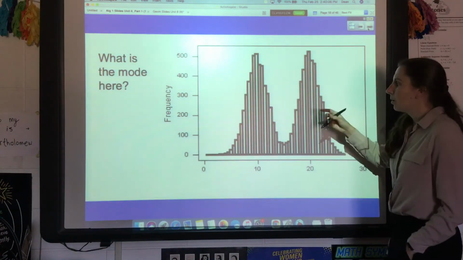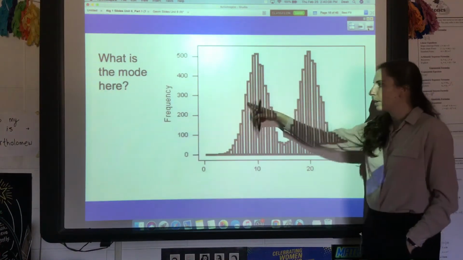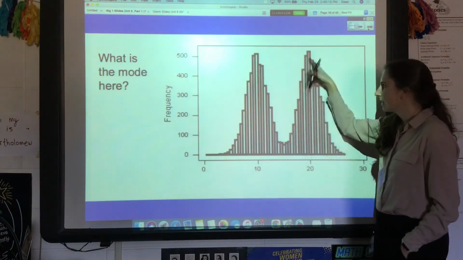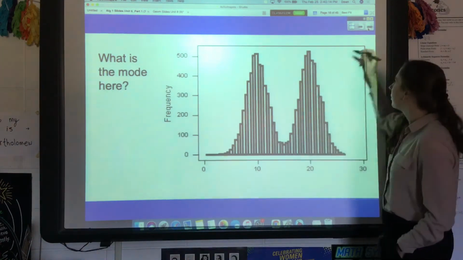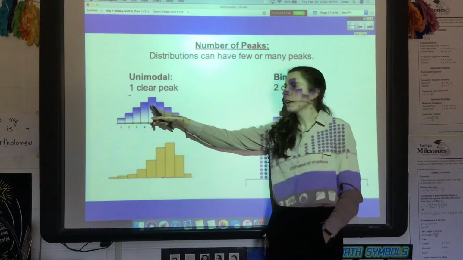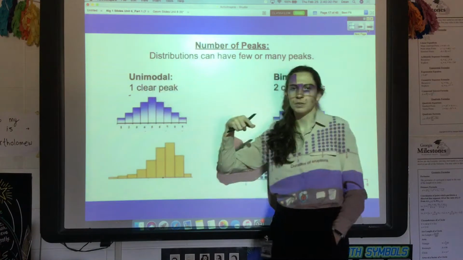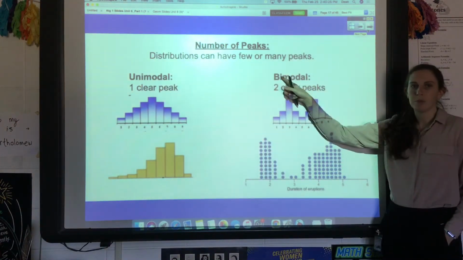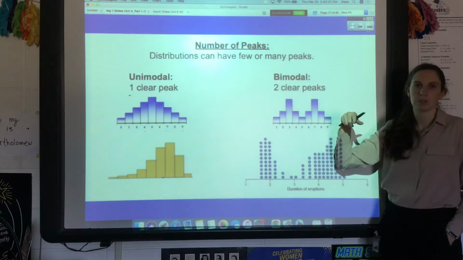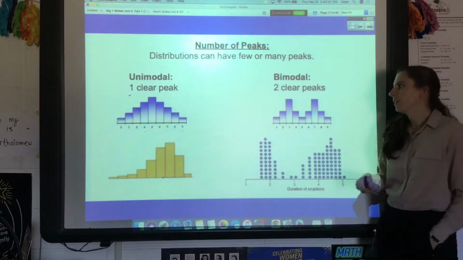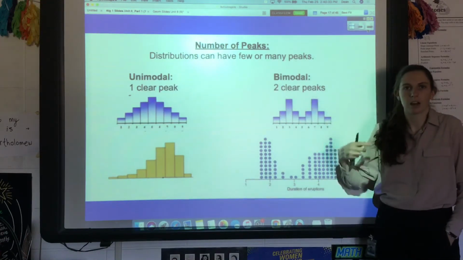So, when we talk about a graph like this, we could describe the number of peaks that it has. And we use this idea from the mode. If a graph has one peak, we call it unimodal. If it has two peaks, we call it bimodal because it has two modes. By the way, sometimes they aren't exactly the mode. As long as it has two peaks, we call it bimodal.